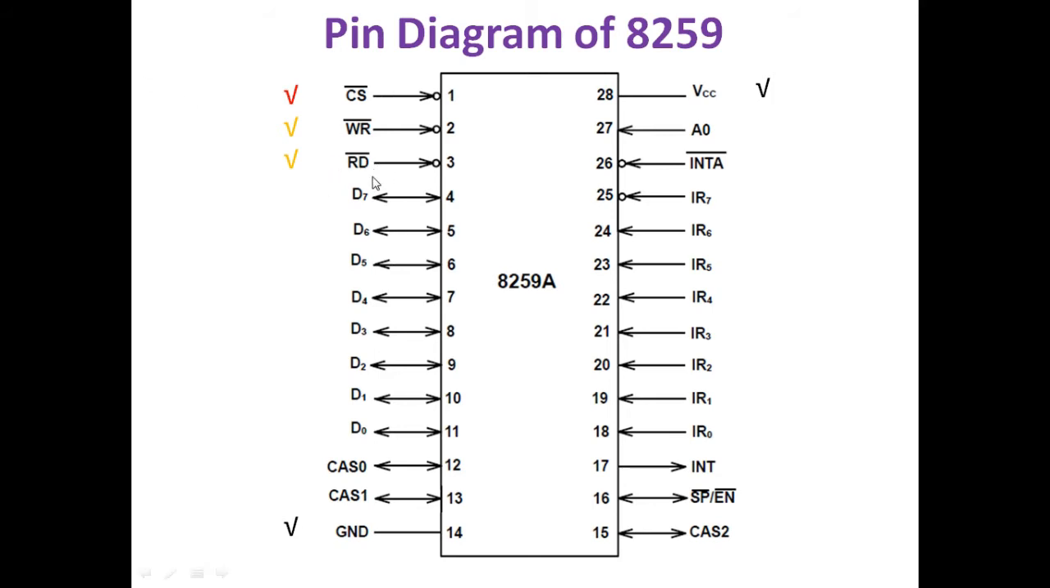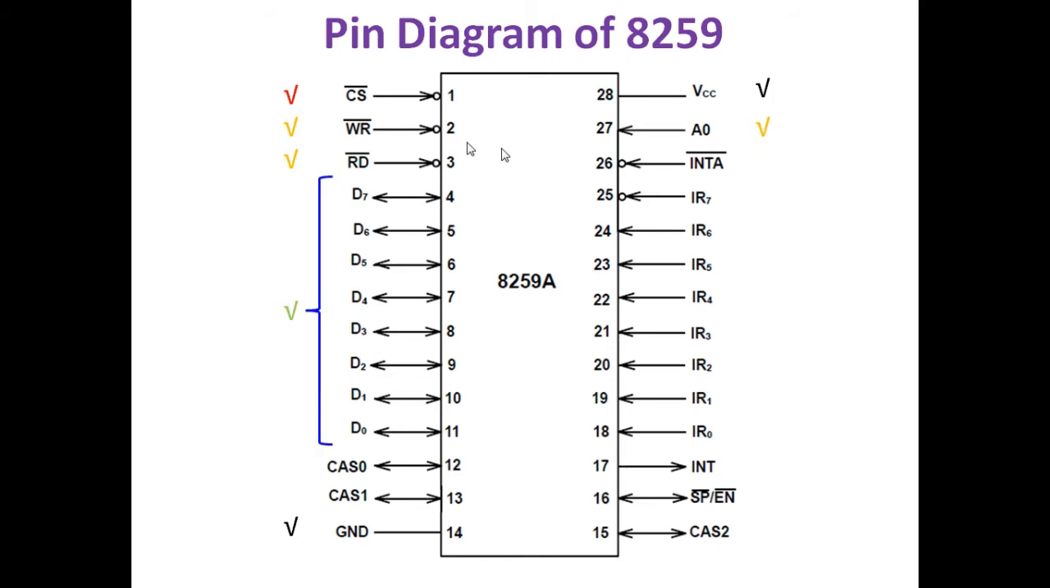Okay, now the next pin is A0. So here A0 is the single input pin which is called address pin, and if A0 is connected to ground, then even addresses will be formed of the ISR, and if A0 is connected to VCC, then odd addresses will be formed of the ISR.